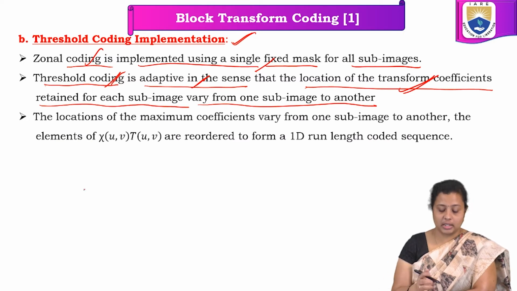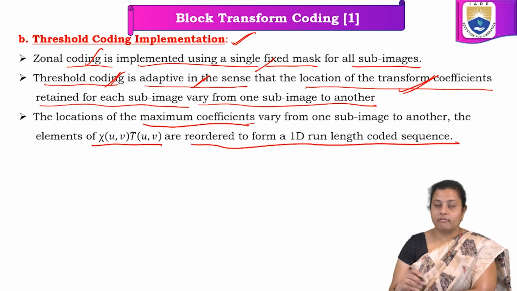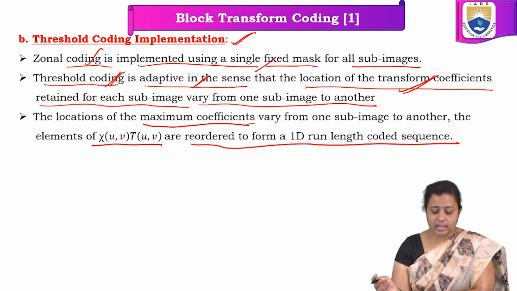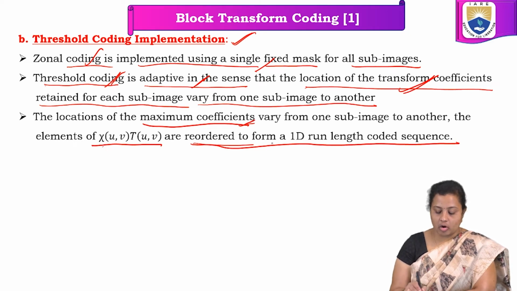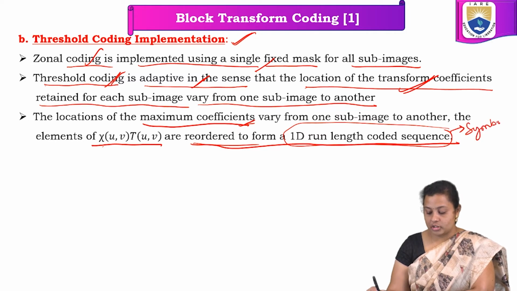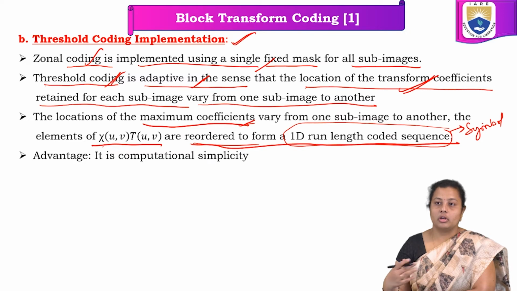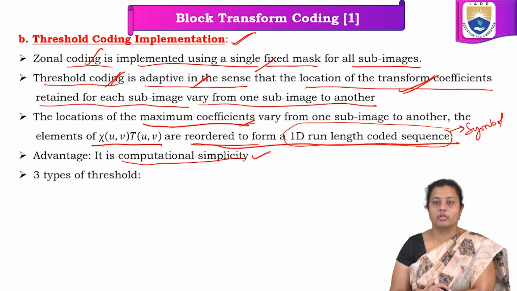How is the masking done? The locations of the maximum coefficients are reordered to form the 1D run length coding sequence. So using this run length coding sequence, it is passed through a symbol coder, and we go for the coding technique. This is computationally simple. When we compare zonal coding and threshold coding, threshold coding is adaptive in nature, and it is also computationally simple for implementation.